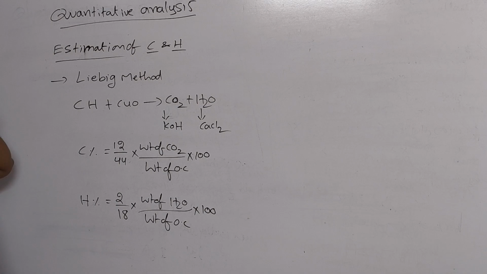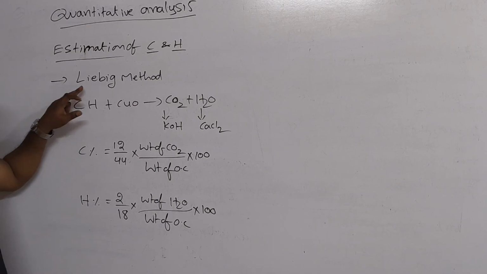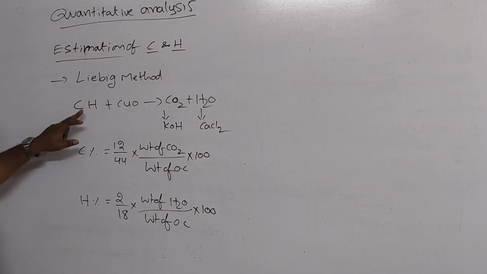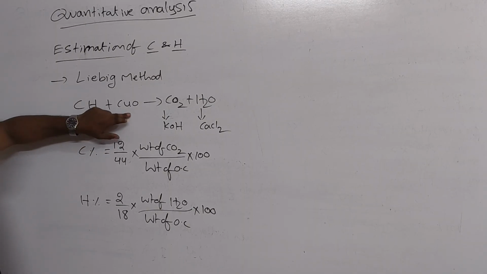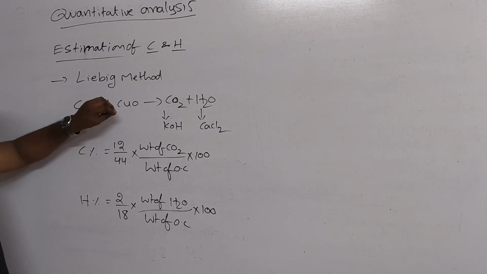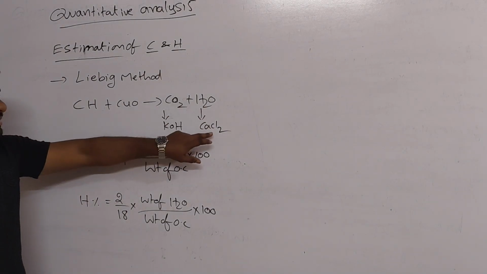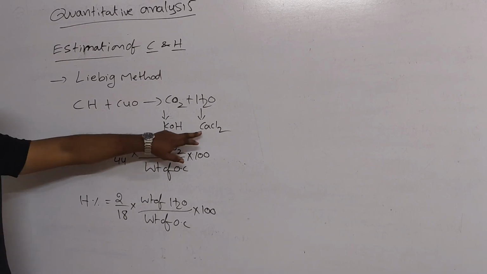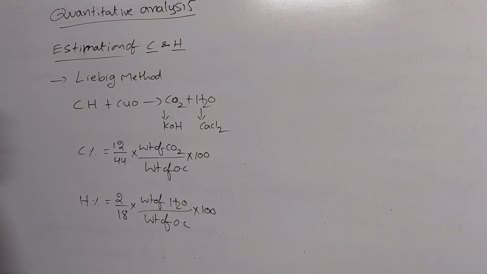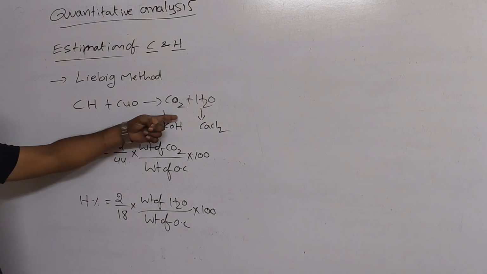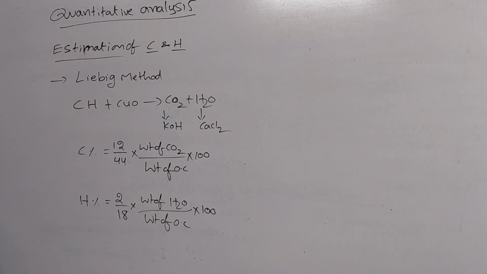So in a given organic compound, we can calculate carbon percentage and hydrogen percentage like this. By which method? The Liebig method. In the Liebig method, the hydrocarbon or carbon-hydrogen containing organic compound is heated with cuprous oxide or copper 2 oxide. Then you get CO2 and H2O. CO2 is absorbed in KOH, H2O is absorbed in CaCl2. After absorbing these two, we can calculate the weights of CO2 and H2O. Once you know the weights of CO2 and H2O, you can calculate the carbon and hydrogen percentages. This is about the Liebig method, estimation of carbon and hydrogen.